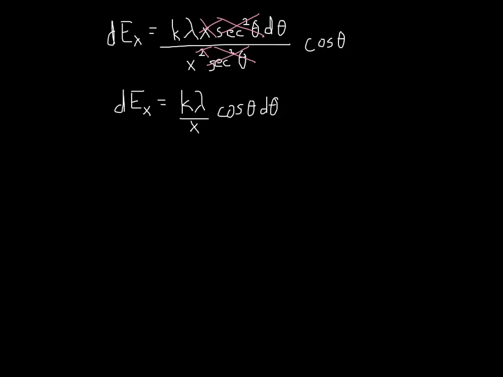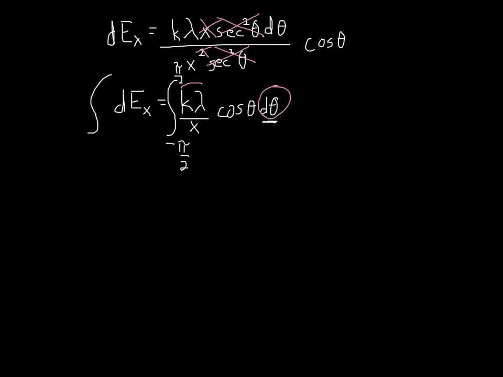Now I'm going to be integrating over my d theta. So I can take the integral of both sides of this. If I look closely, I'm integrating over d theta, so my variable of integration is theta, which goes from negative pi over 2 to pi over 2.